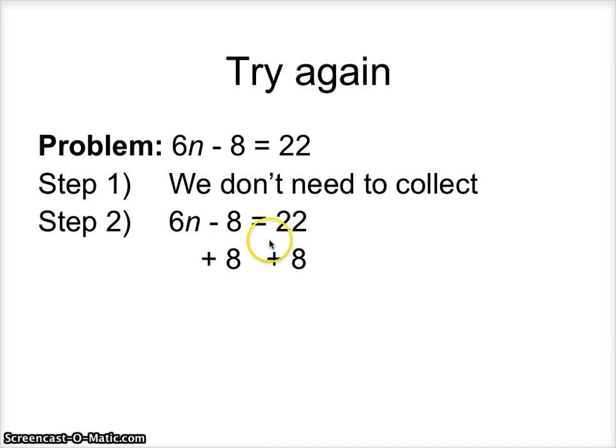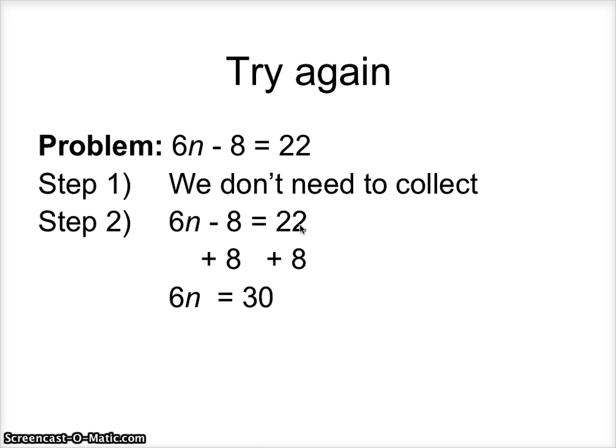So whatever I do to one side, I have to do to the other. So 22 plus 8 is going to be 30. Negative 8 plus 8, that's 0, goes away. 22 plus 8, that's 30. So now my equation is 6n equals 30.